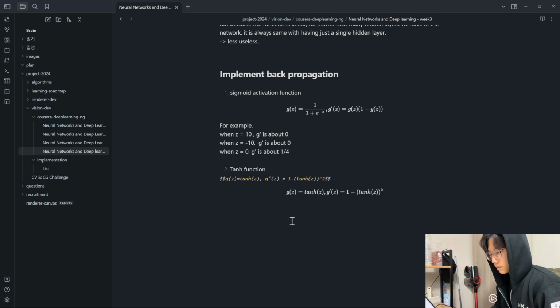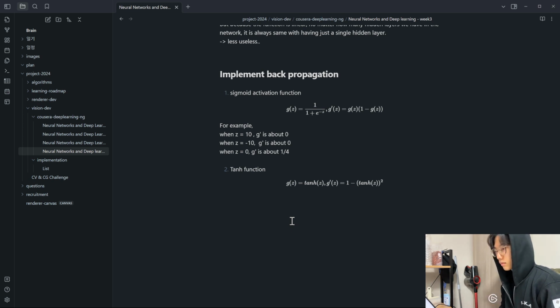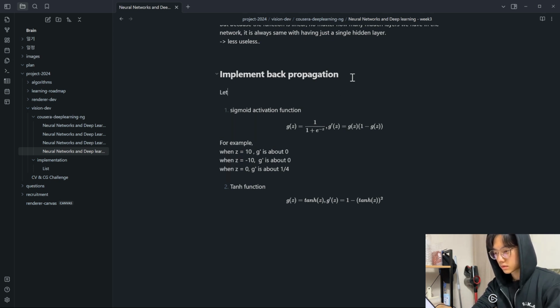So if you want, you can sanity check that this formula makes sense. For example, if z is equal to 10, tanh of z will be very close to 1. This goes from plus 1 to minus 1. And then g prime of z, according to this formula, would be about 1 minus 1 squared, so it turns out very close to 0. So that was if z is very large, the slope is close to 0.